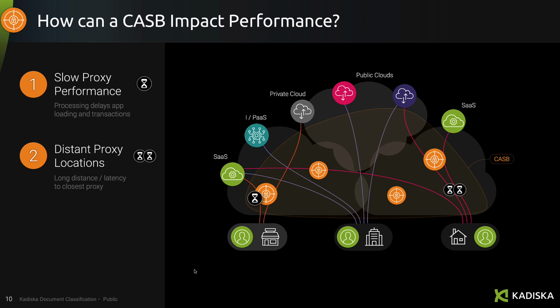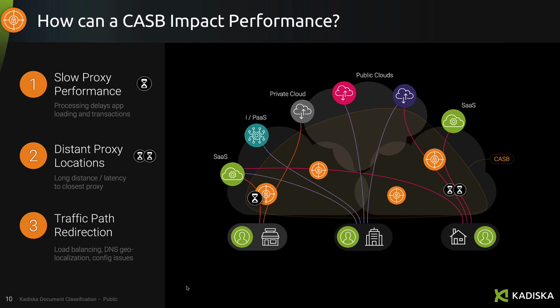The second way that CASBs can impact performance is through the lack of a local proxy. So in this case, if you imagine that this proxy that the user is connecting to is pretty far away from them, maybe 30, 40 milliseconds away on the other side of the country, for example, they will introduce latency getting to the proxy. There will be time delays while they negotiate the security parameters between the device and the proxy. And then forwarding the traffic on to the applications the user wants can be significantly impacted by this kind of transit delay.